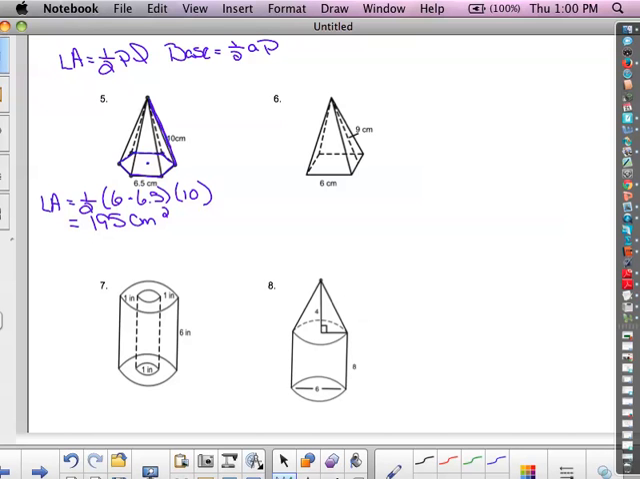So again, I will take the central angle, so 360 divided by 6 gives me a 60-degree central angle. The apothem will bisect that, creating a 30, 60, 90 triangle. That's 30, that's 60, that's 90. The length of a side is 6.5, so half of that is 3.25. I need the apothem A.